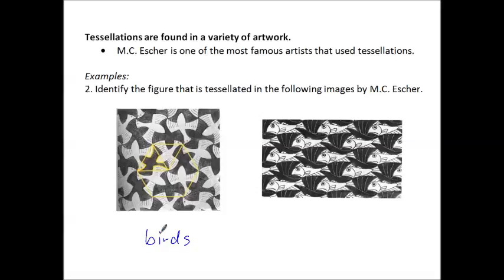And the one on the right is interesting because here he actually used two different types of objects. First of all, we see fish in white, and then the object in black looks maybe like a boat. Could be something like a boat, or again, maybe you see something else there. But these are examples of how tessellations can be used in artwork. And again, remember, each object fits perfectly into the other without gaps or overlaps.